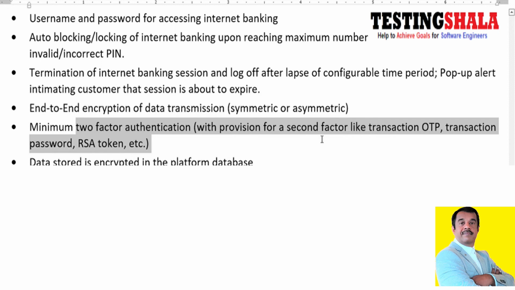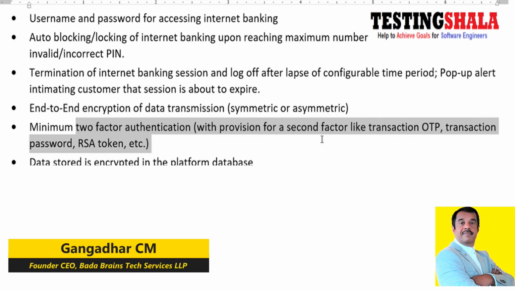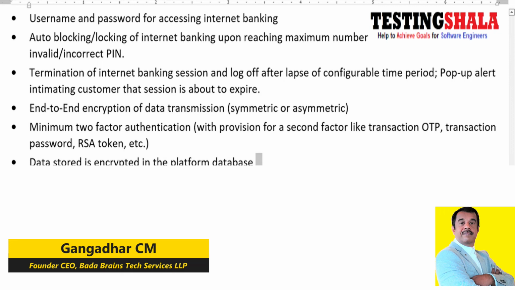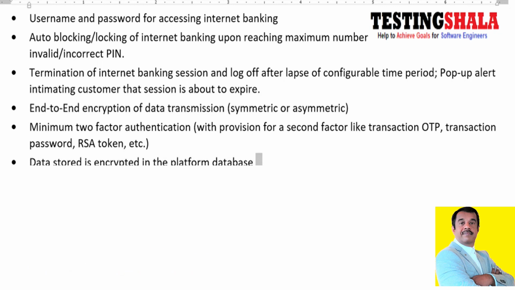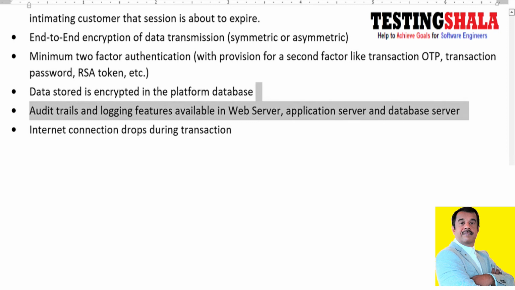Minimum two-factor authentication should also be there, like OTP. In certain places you can even use RSA tokens and passwords as well. Your bank application should have a mechanism of audit trails and logging features from the web server, application server and database server. I should be able to get as much information as possible from these logging features as well.